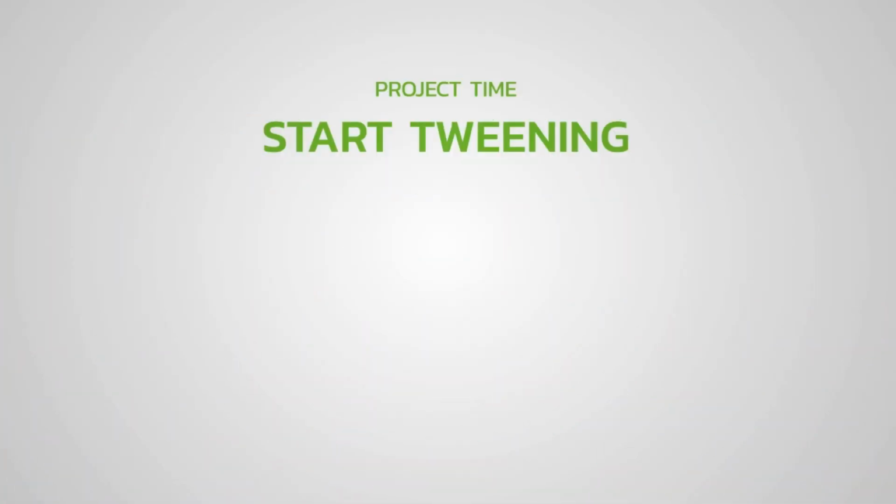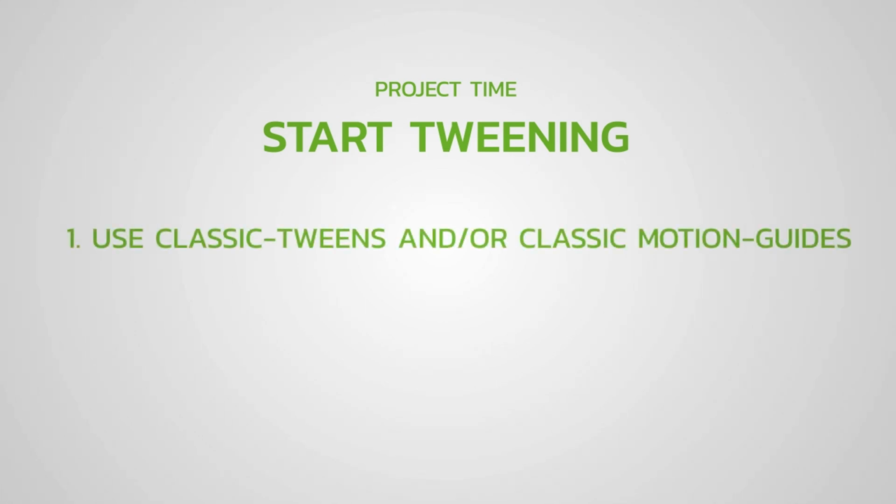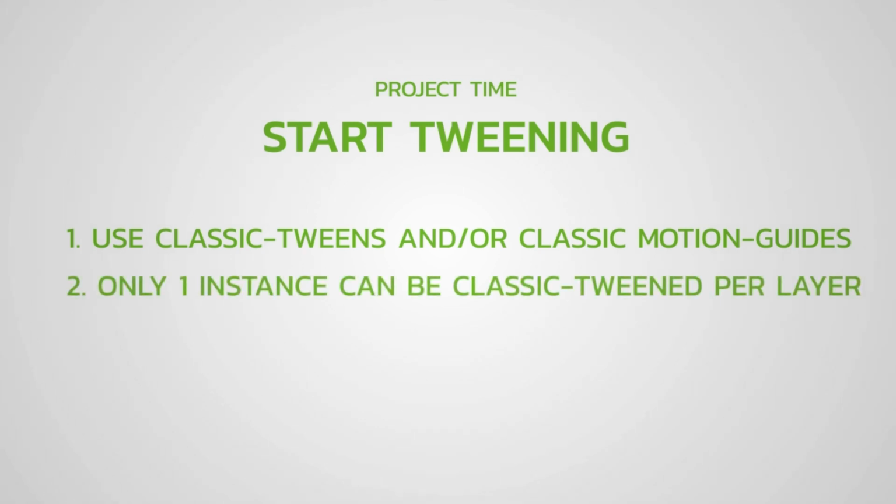You are now ready to start animating your project. Make sure that you convert props and characters into graphic or movie clip symbols if you haven't done so already. Use classic tweens and/or classic motion guides to bring your scene to life. Remember the golden rule of classic tweening: one layer, one instance.